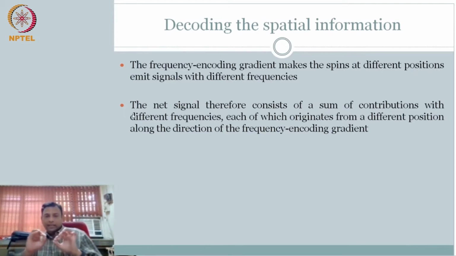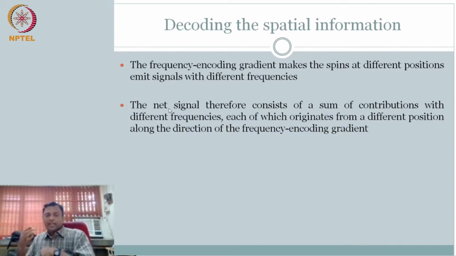So let's read the English form of the signal that we are acquiring and then look at it from physics and then go into the mathematical understanding of it. So what we are saying, in other words, is the net signal now consists of a sum of contributions of different frequencies. Why is it different frequencies? Because you have the X gradient, so each contribution originates at a different position along the direction of the frequency encoding gradient, which is Gx in this direction.